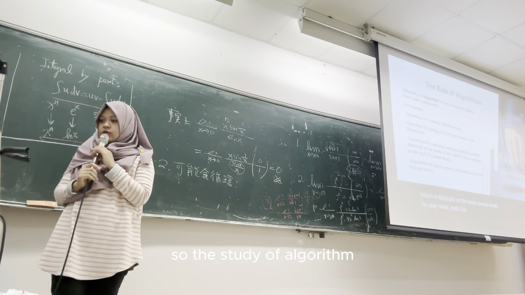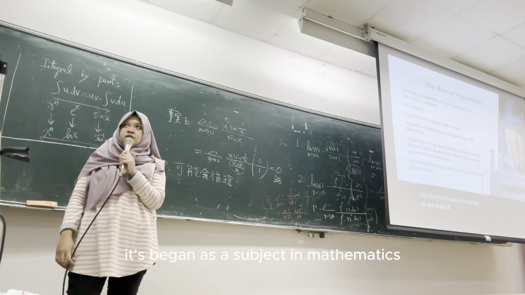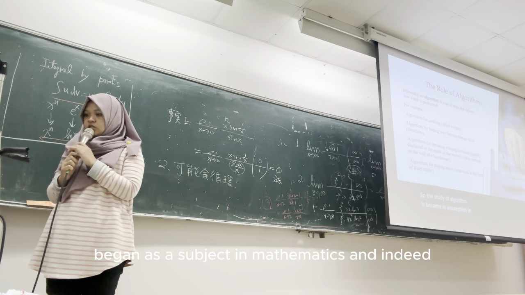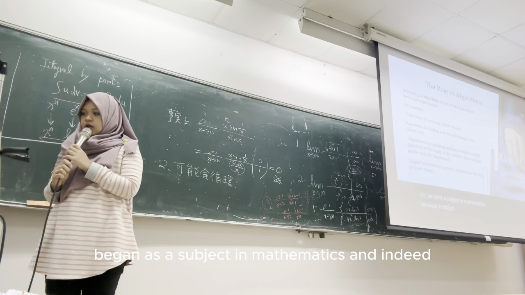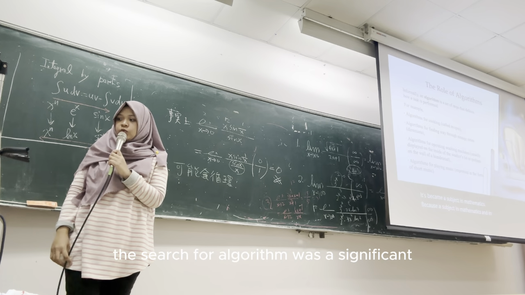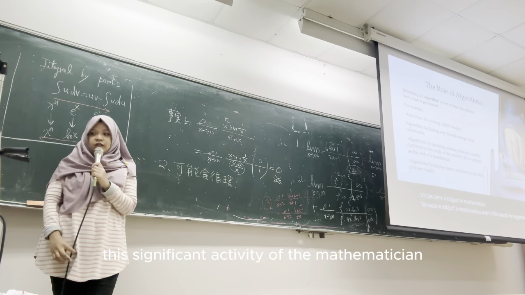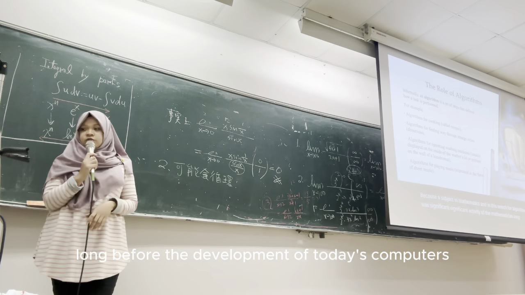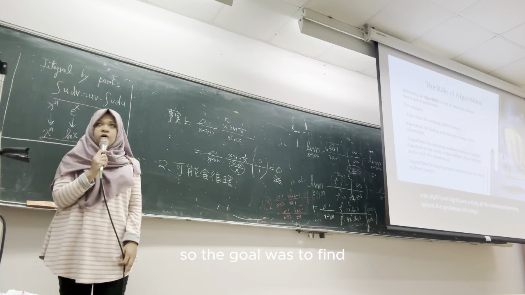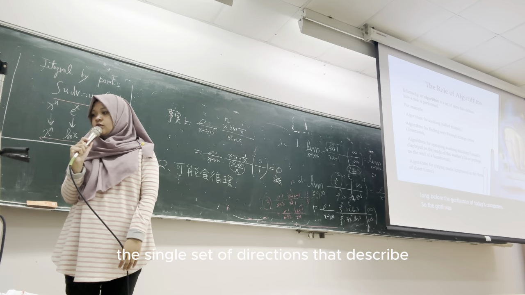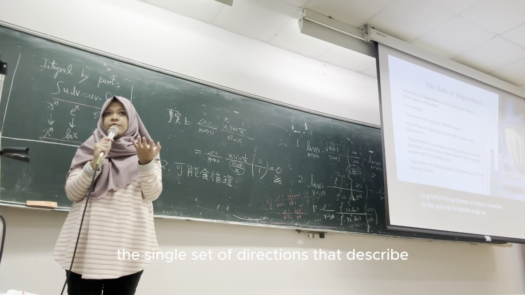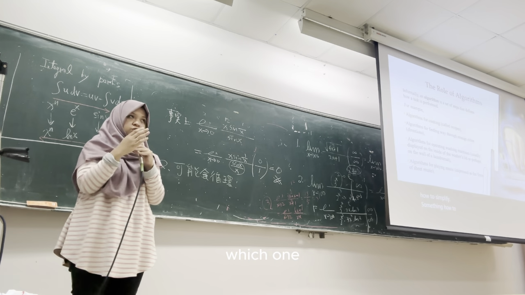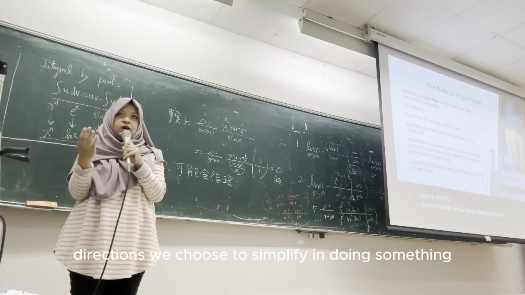So the study of algorithm became a subject in mathematics. And indeed, the search for algorithm was a significant activity of the mathematician long before the development of today's computers. So the goal was to find the single set of directions that describe how to simplify something. How do we choose which directions we choose to simplify in doing something.